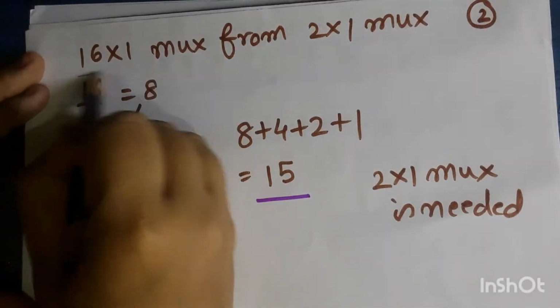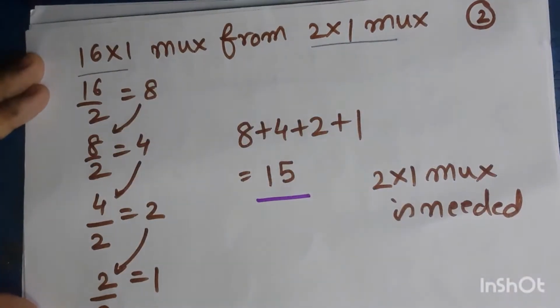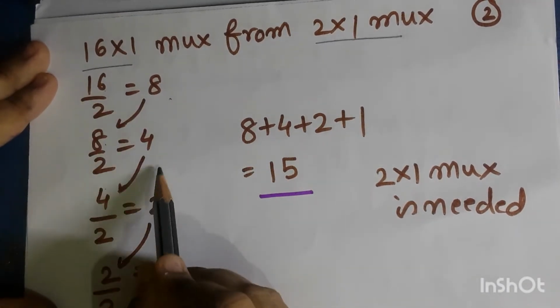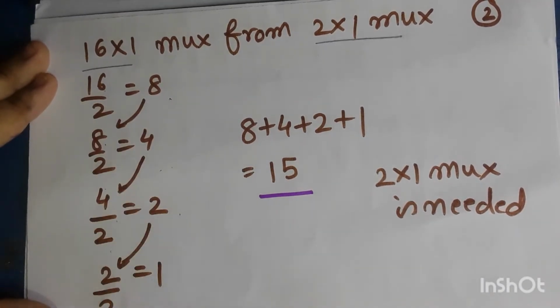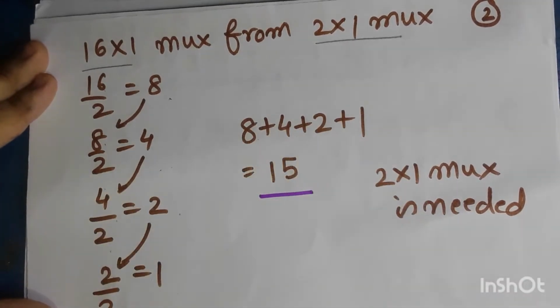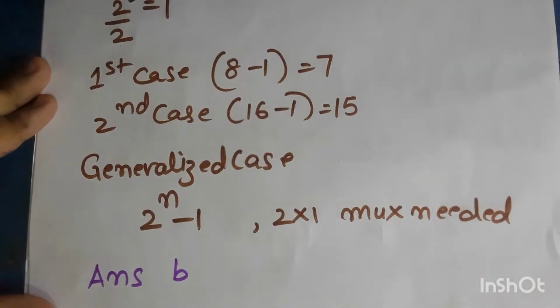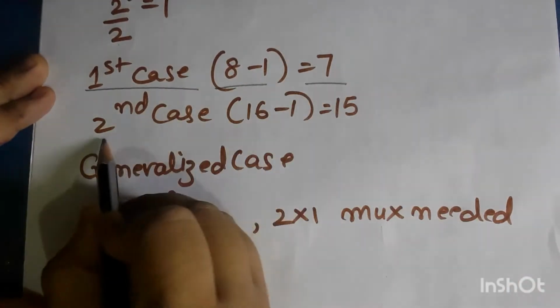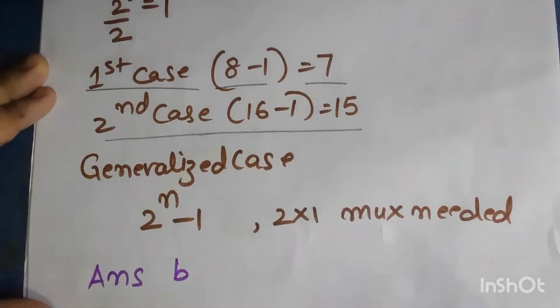Now 16 cross 1 mux from 2 cross 1 mux. 16 divided by 2, 8, 8 by 2, 4, 4 by 2, 2, 2 by 2 is 1. So 8 plus 4 plus 2 plus 1 equal to 15 2 cross 1 mux needed. That means in the first case 8 minus 1 is equal to 7. In the second case 16 minus 1 equal to 15.